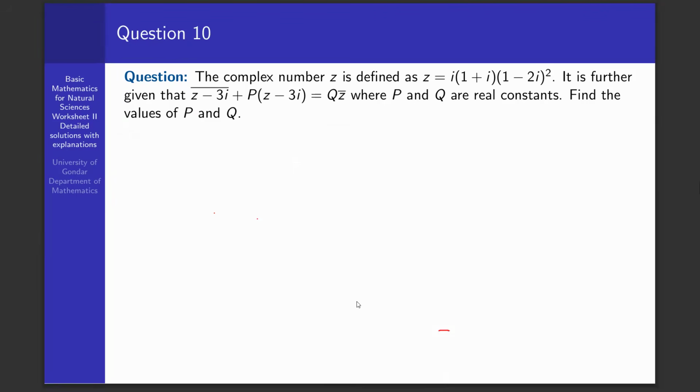Question number 10. The complex number z is defined as z is equal to i into 1 plus i multiplied by 1 minus 2i squared. It is further given that z, the complex conjugate of z minus 3i, plus p of z minus 3i is equal to q of z bar, where p and q are real constants. Find the values of p and q.